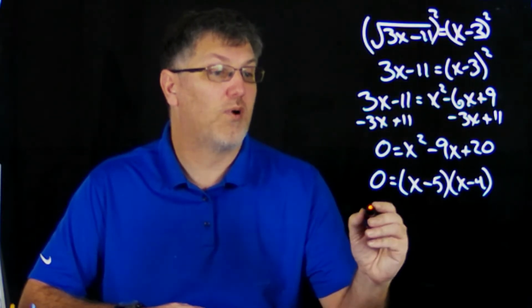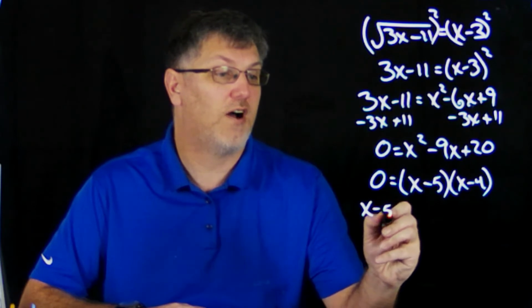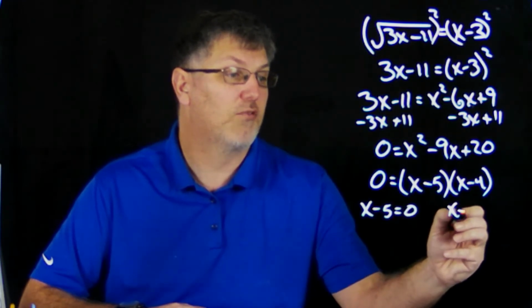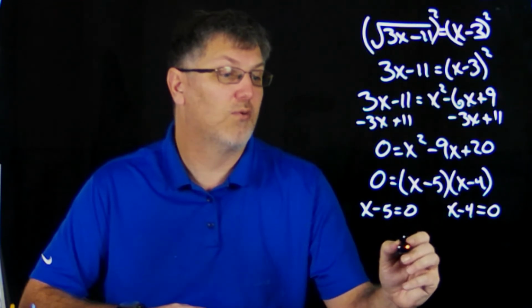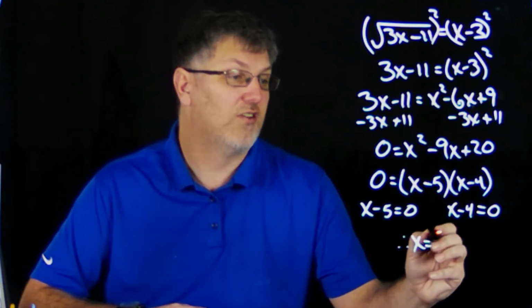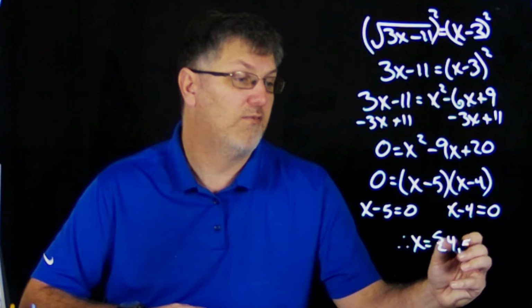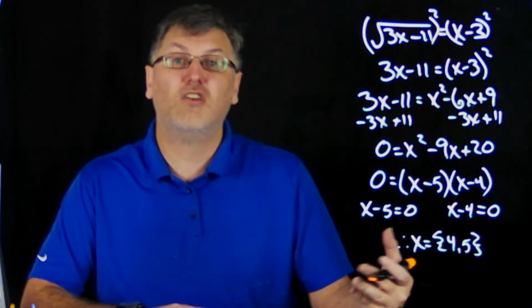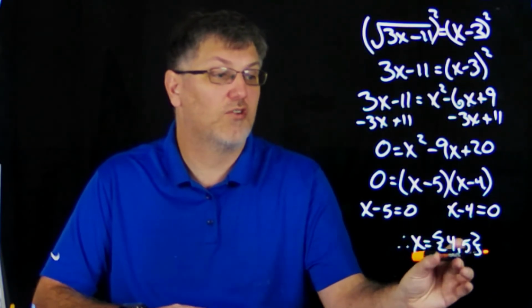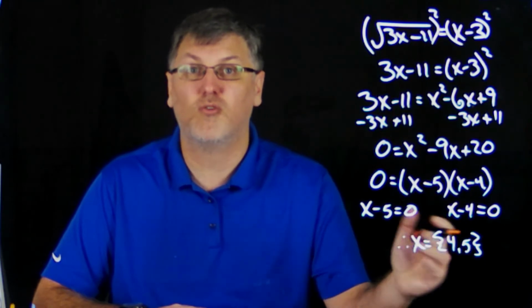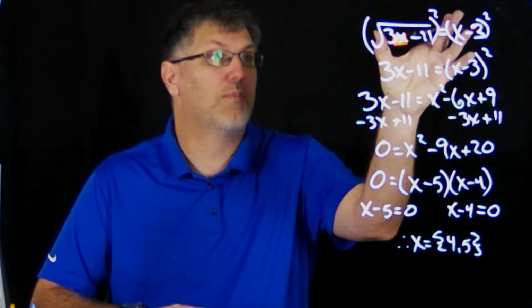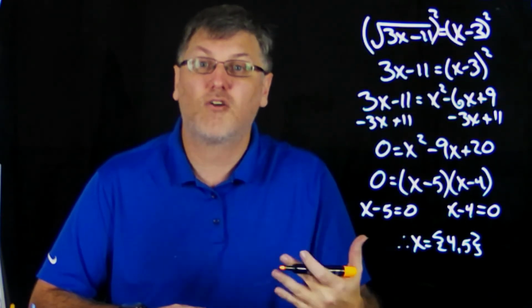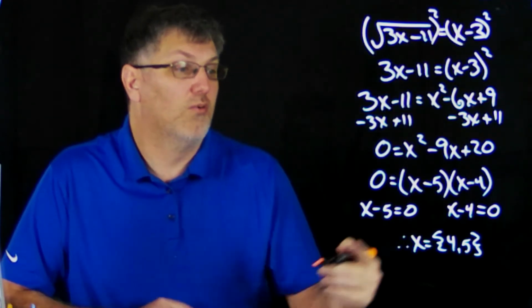Now we're going to use our zero product property, and we're going to say that x minus 5 equals 0, and then x minus 4 equals 0. We're going to solve both of these, and we're going to see that x equals 4 and 5. Now, we're not done here. We actually have to check, because one of these may be an extraneous solution. We don't know until we check. So what we do is we take each number, plug it back into the original problem, and look for a true statement. So let's try 4.